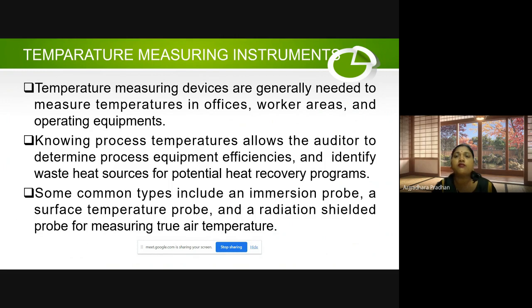Temperature measuring devices are generally needed to measure temperature in offices, worker areas, and operating equipment. Knowing the process temperature allows the auditor to determine process equipment efficiencies and identify waste heat sources for potential heat recovery programs. Some common types include an immersion probe type, a surface temperature probe type, and a radiation shielded probe for measuring true air temperature. Even a thermometer is a simple type of temperature measuring instrument. We have RTDs. So there are various types of temperature measuring instruments used in industries and laboratories, and these are required for energy audit and management.